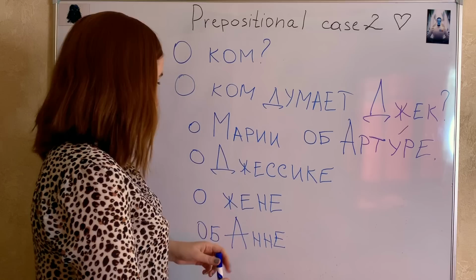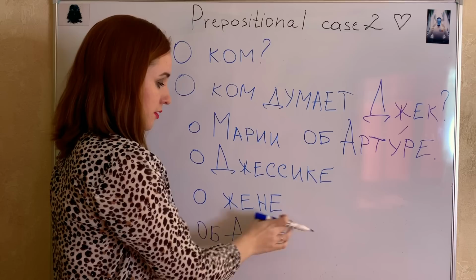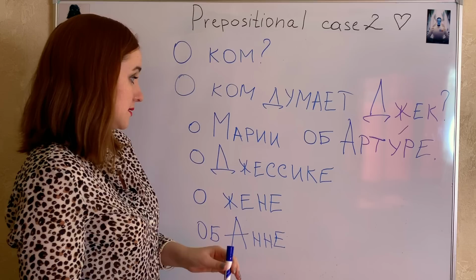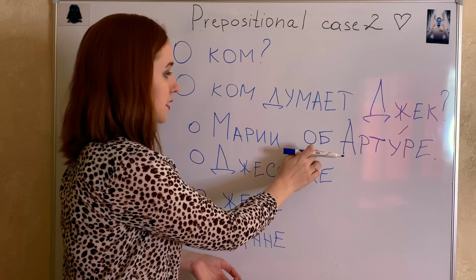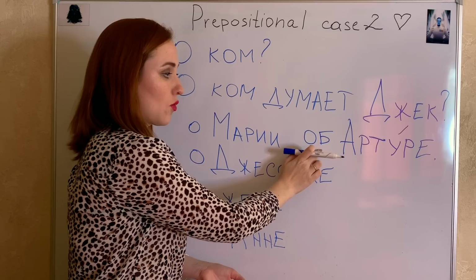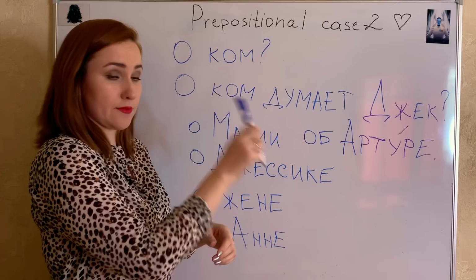So, the principle is the same. The endings are just like common prepositional case endings from the previous lesson. And yeah, it's just the same with names too. Just remember to change the preposition from о to об when it comes to а, о, у, э, and и.